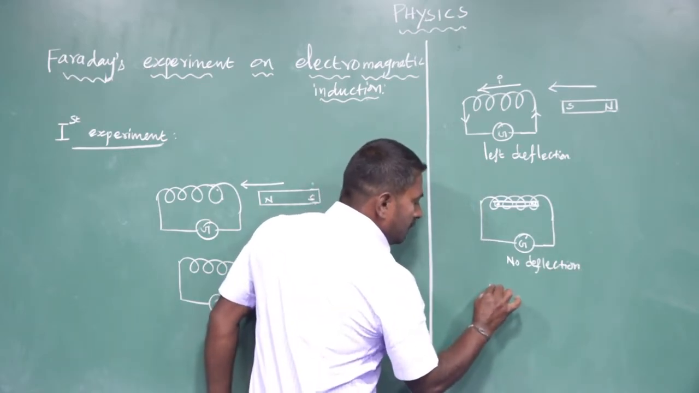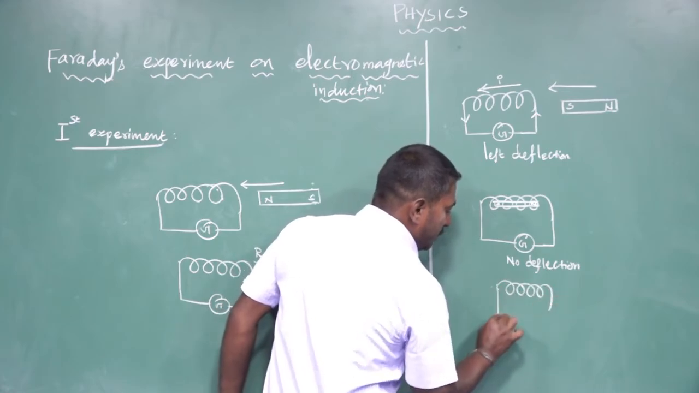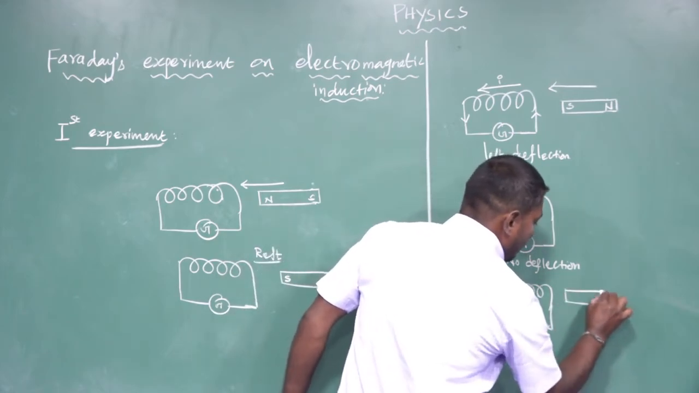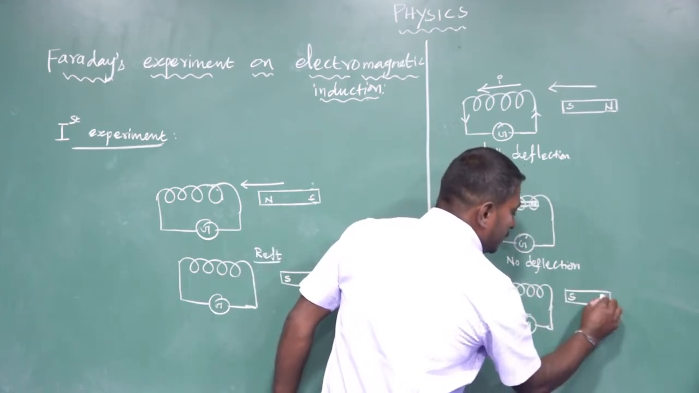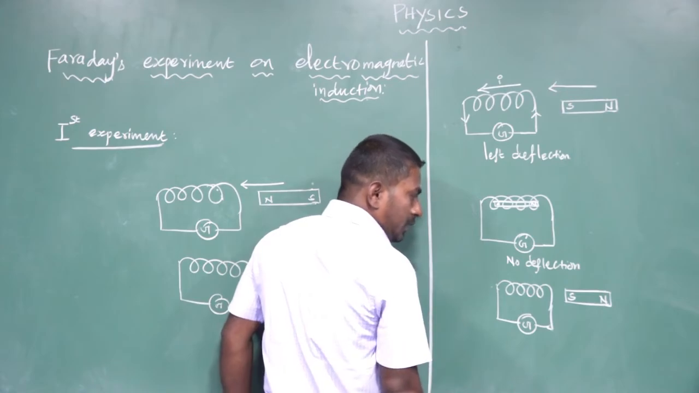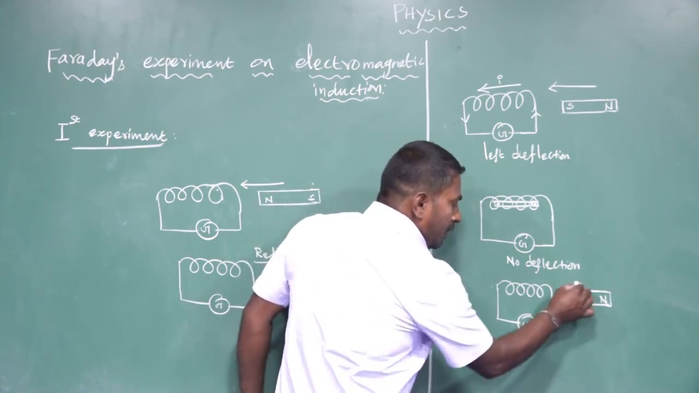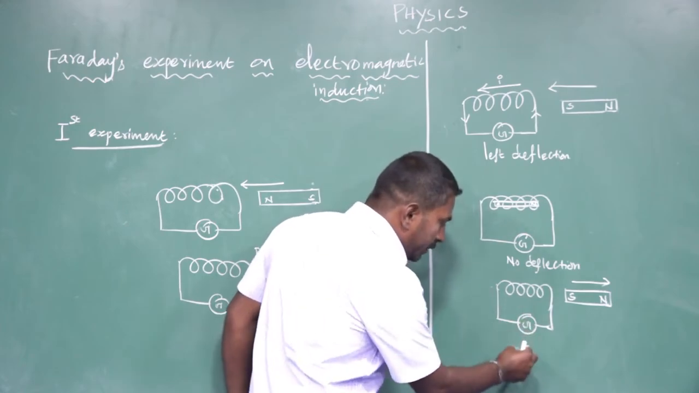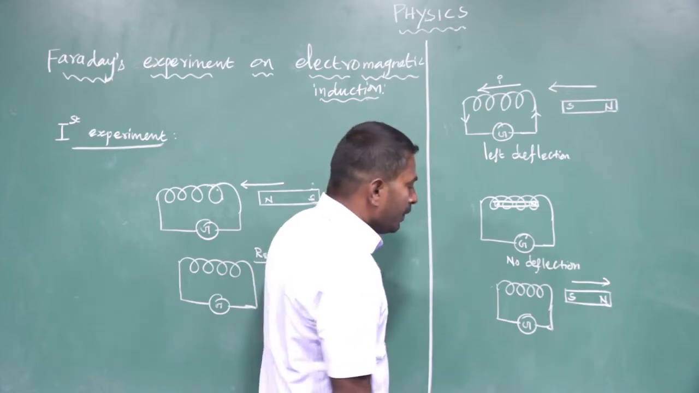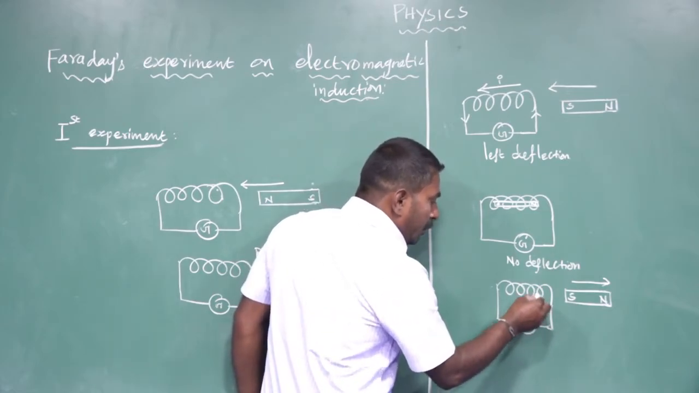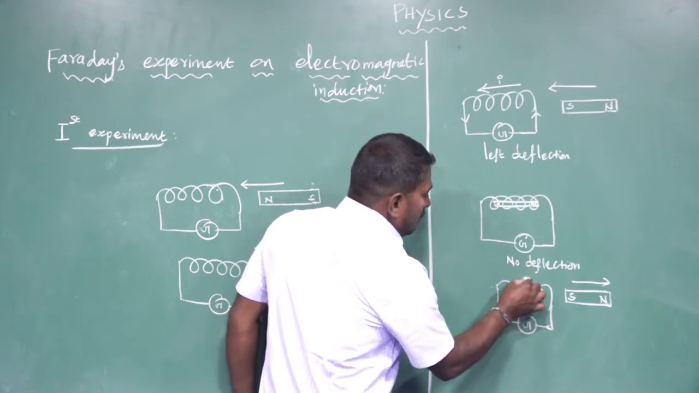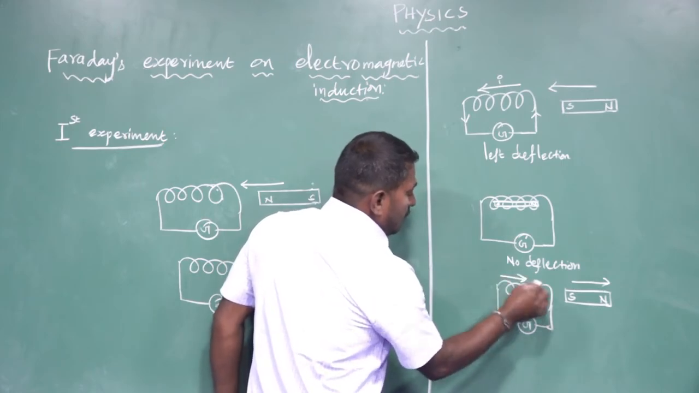Next, the same closed circuit. The south pole of the bar magnet, the north pole of the bar magnet. Now the south pole of the bar magnet is withdrawn from the coil along this direction. Once again we noticed the galvanometer shows a deflection, which implies that electric current is set up in the coil. Now that electric current flows along this direction.